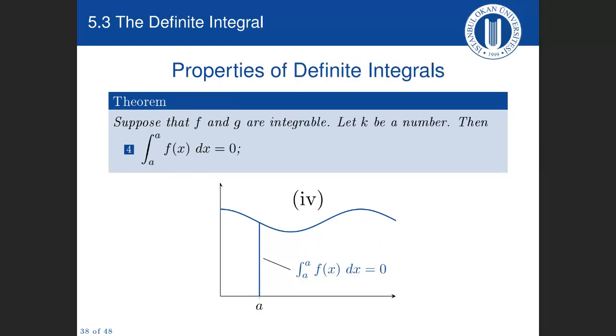Rule number 4. The integral from a to a of a function is equal to 0. Look at the picture. What is the area of this little blue line? This blue line has width 0, so its area must be 0.